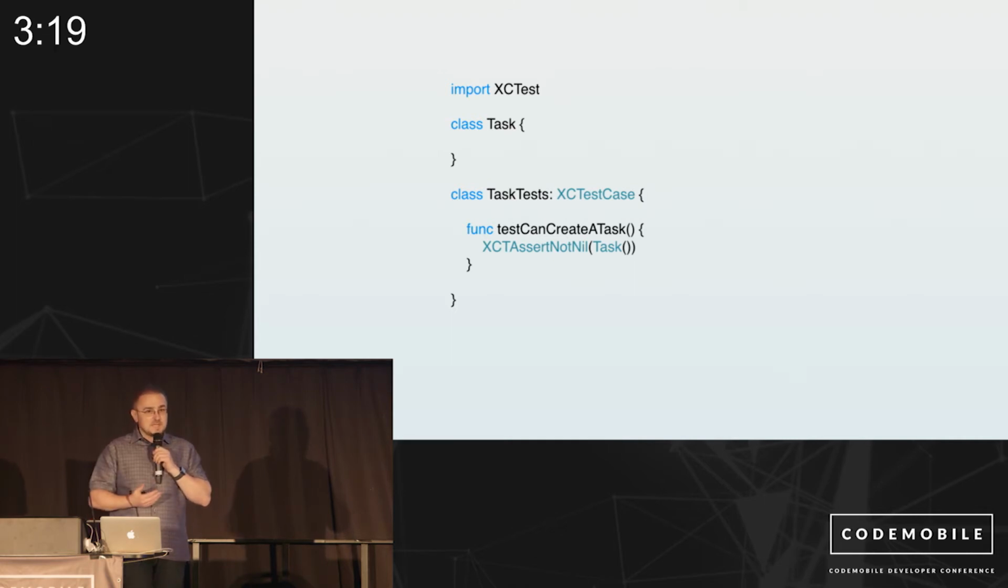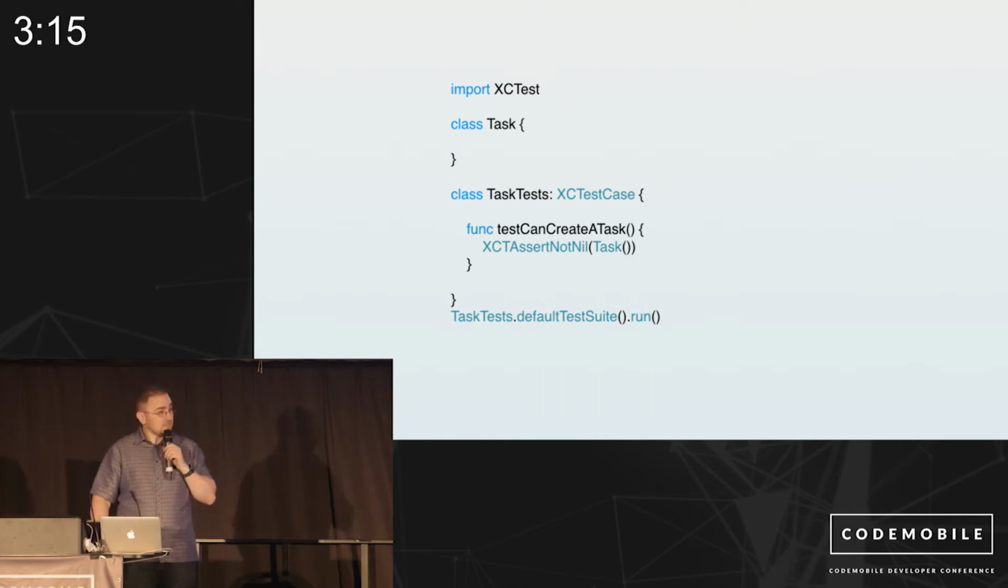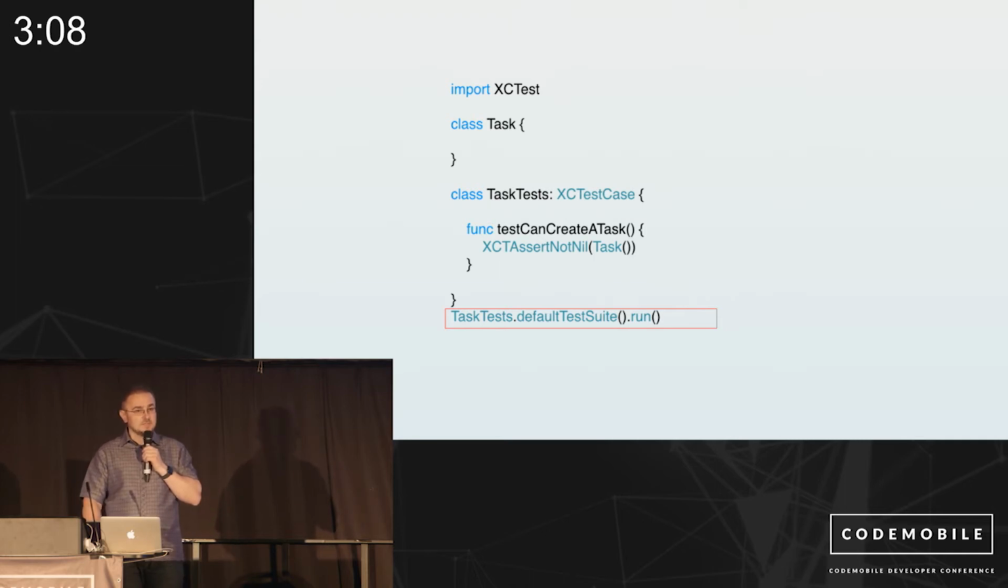Except that in that case, the test doesn't necessarily run. So to make it run in the Playgrounds, that's the trick you need to make: create a default test suite and then you run it. Literally, that's all you have to do in Playground. You don't need to create a new Xcode project.